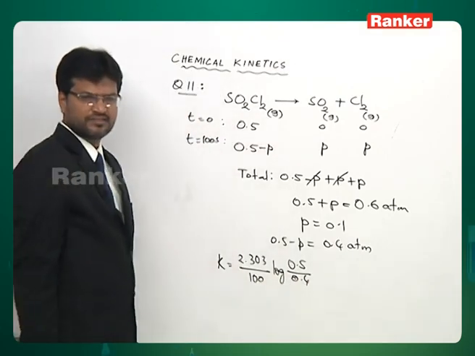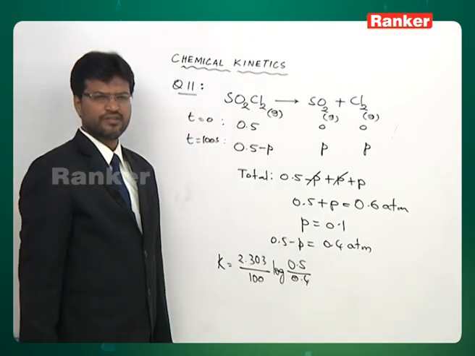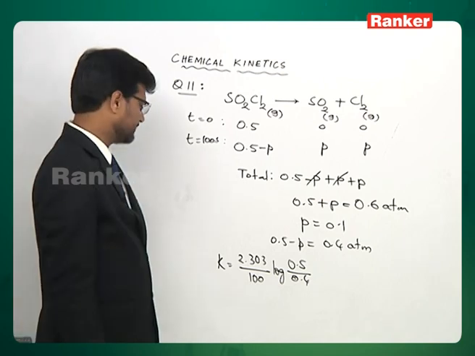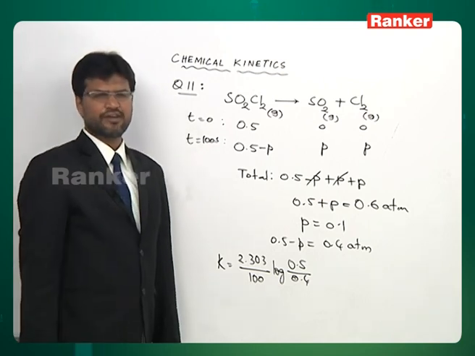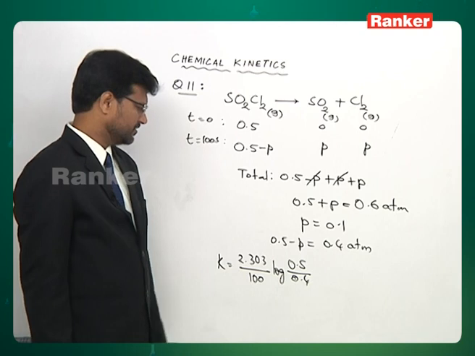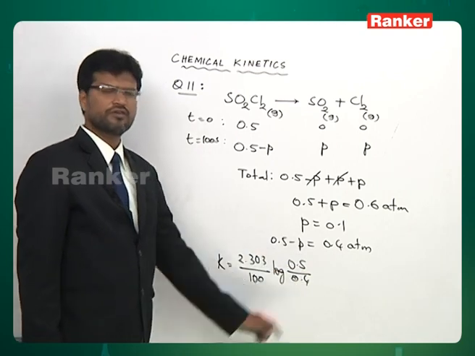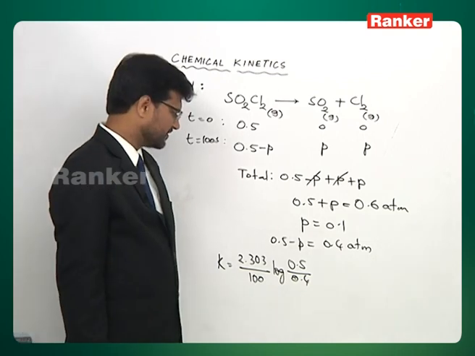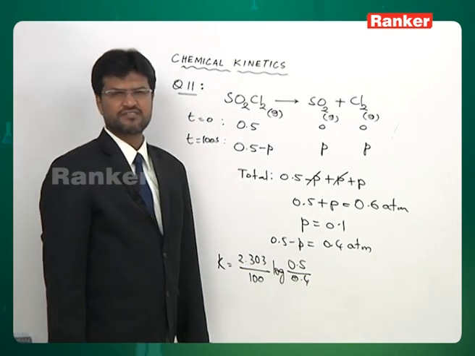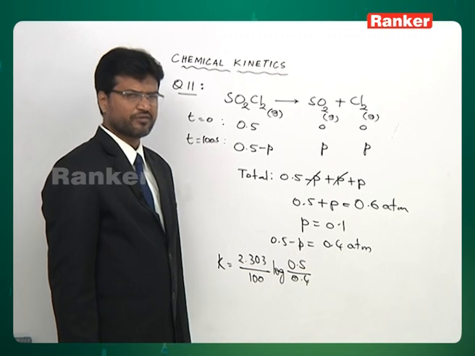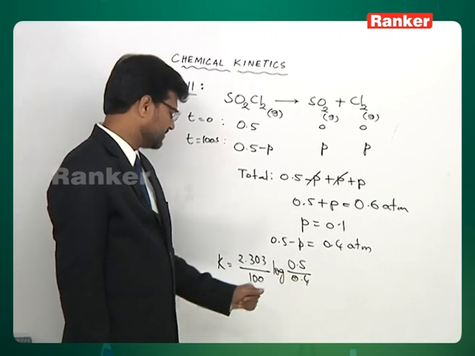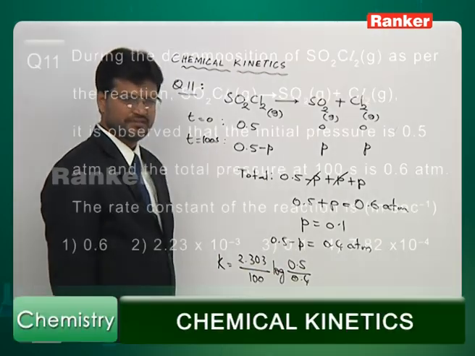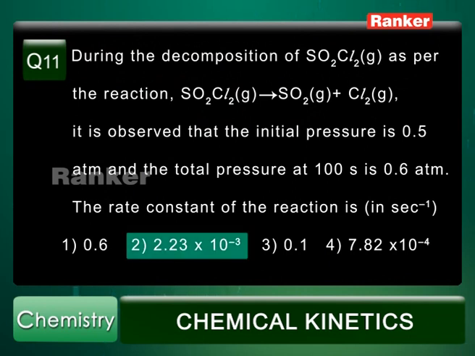This gives the answer second option, 2.23 into 10 raised to minus 3. That is the value of rate constant in second inverse. You need to simplify this. Log 5 minus log 4 comes to, log 5 is 0.699, log 4 is 0.6, so that comes to 0.09, the difference, and multiply this with this, you get the answer. Answer is second option.